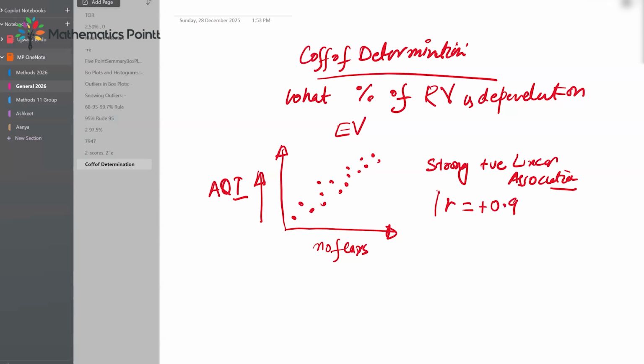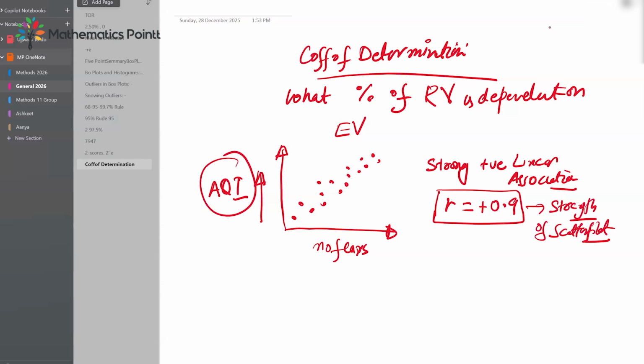Now this R value tells me it measures the strength of the scatter plot. But it does not tell me, hear me out again, it does not tell me what percentage of the AQI is dependent on the number of cars. So what percentage of RV, the AQI, is dependent on the number of cars, the EV.